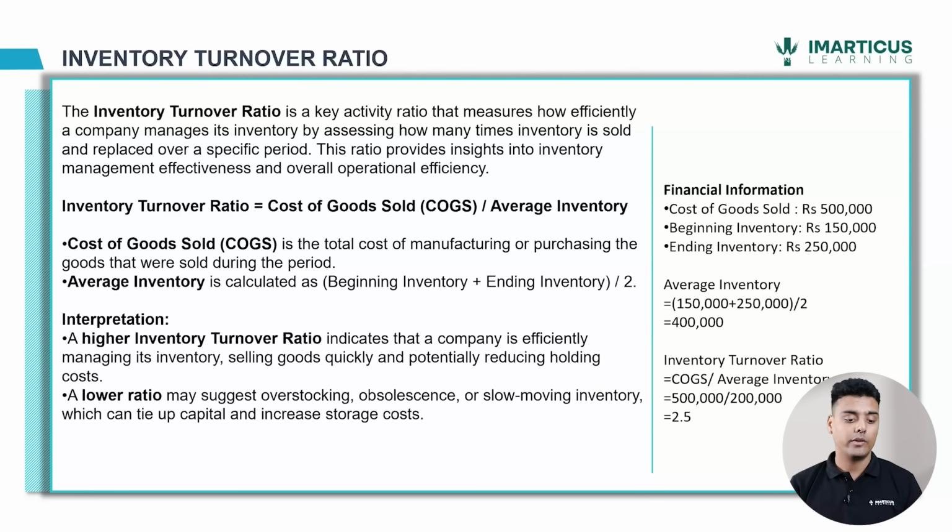This means that the inventory is probably slow moving and it is tying up capital. If this ratio were higher, then that would mean that the inventory is being bought and sold pretty fast and capital is not tied up in closing stock, or capital is not tied up in inventory, and capital is not tied up in unnecessary holding costs.